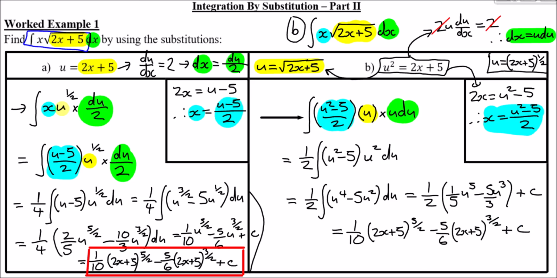So I personally think that this substitution is easier than part B, but the whole point of this worked example was, I believe, to show that sometimes there's more than one valid substitution. So that's your grounding. Let's now move on to a second one.